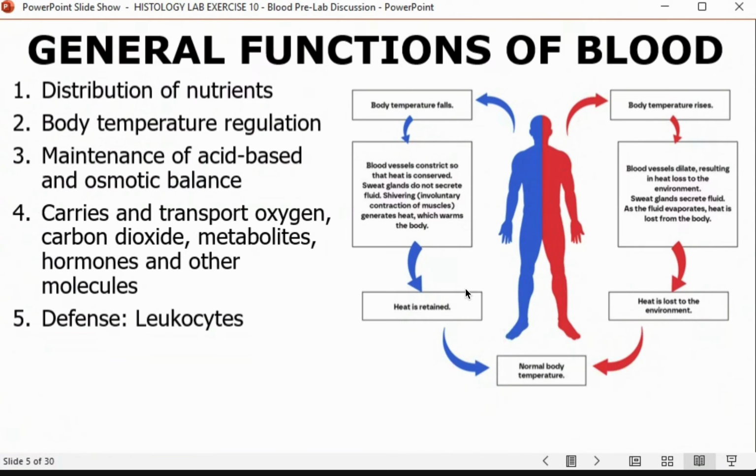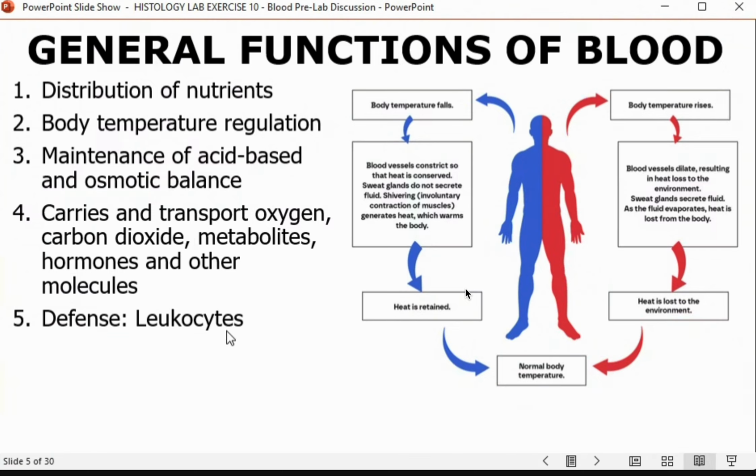As a review, blood, this topic is not new to you. This has always been discussed in your previous subjects from ANAFI to PMLS. You already know, you have at least a general idea of what the blood is, what it does, how important it is in the body.